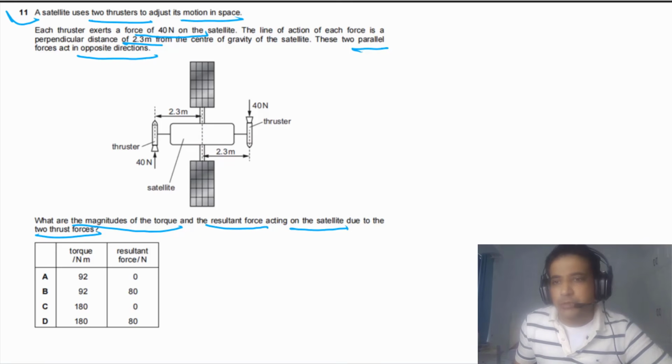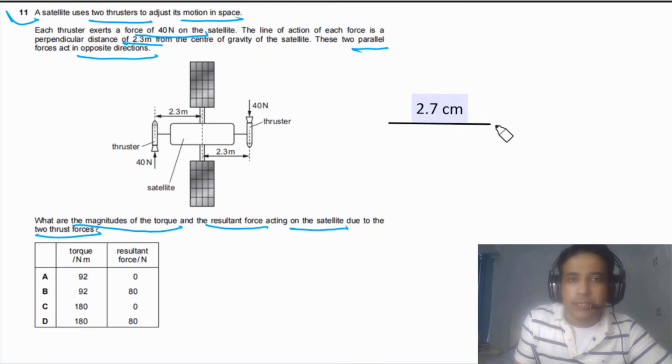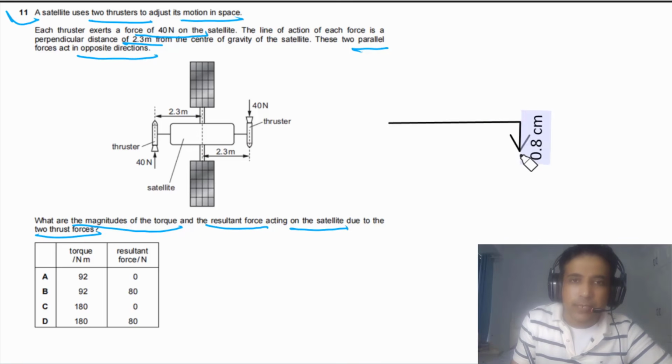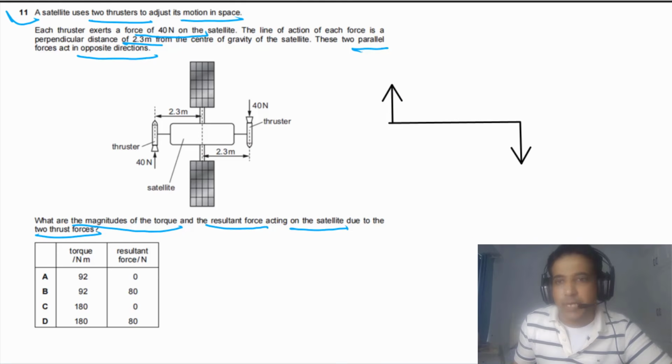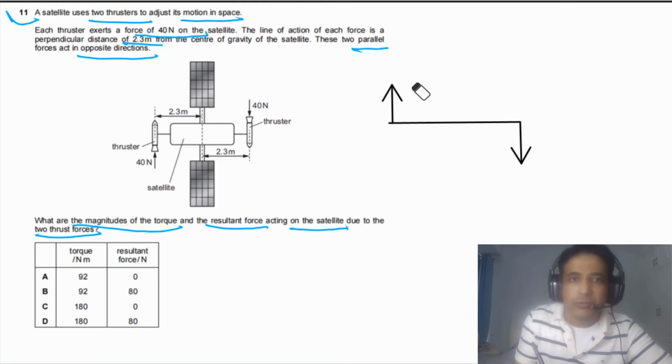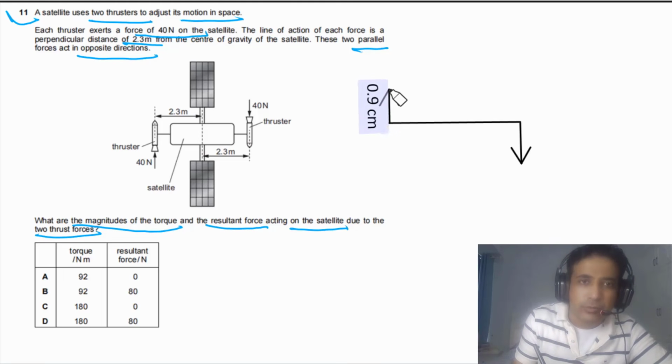So the best way to answer this problem is we can redraw this one. So simply I can redraw this line here. And now we can draw the forces on this one. There is one force that is acting vertically downwards, and there is another force that is acting vertically upwards. So in this case we have two forces. So we can redraw this one so it looks like a proper diagram.